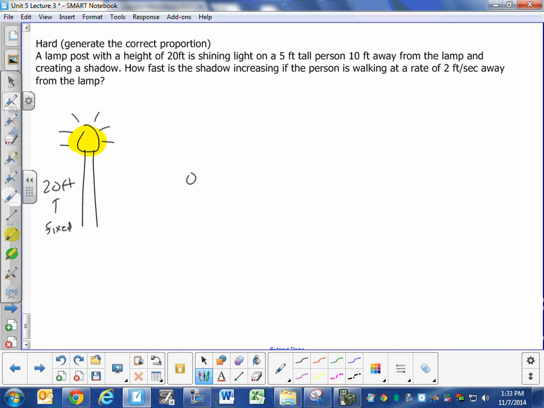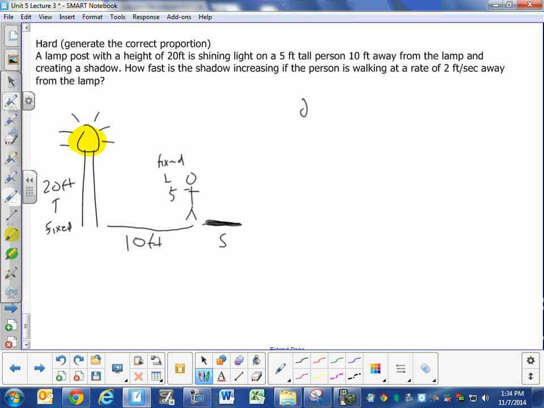We got a 5-foot tall person who's 10 feet away. I'm not sure if this is fixed or changing. Let's see. This dude is 5 feet tall. That's definitely a fixed value. And he's creating a shadow. Here's a shadow of the dude. The question is, how fast is the shadow increasing? So let's give the shadow a length. Let's call it S. Okay? The question is, how fast is the shadow increasing?